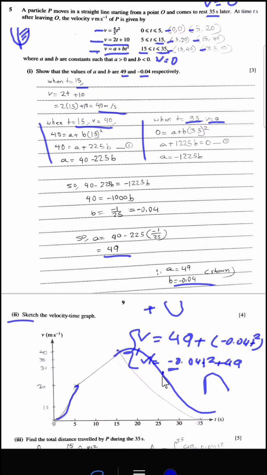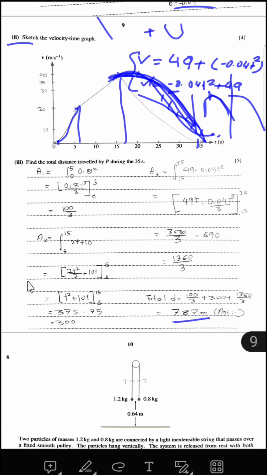Sorry, my bad. This point would not look like that. This point would look like this section, that is sloping downwards. So it would just slope downwards like this. As t square is negative, we would have a maximum point, so it would move like this. Okay.